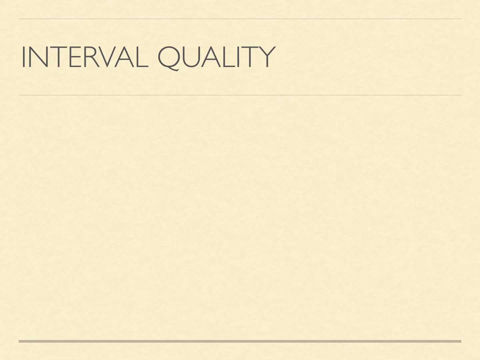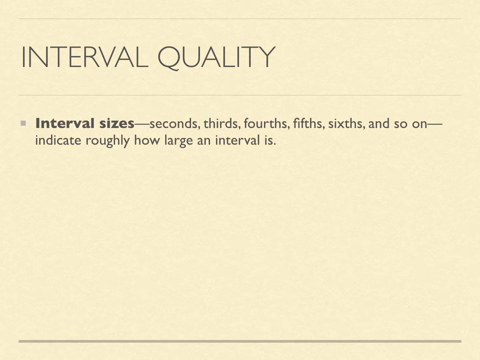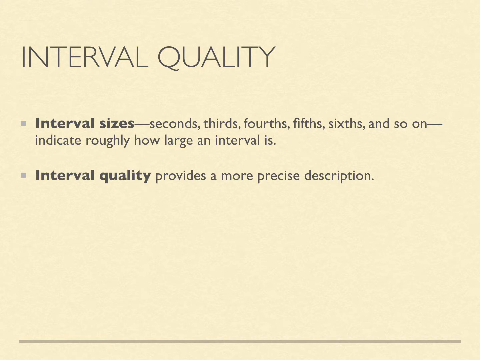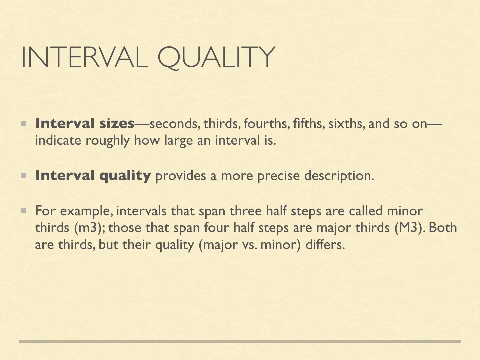So the size that we started with, a second or a fifth or whatever, gives us a rough idea of what an interval will sound like or how large it is. The quality gets more precise because we're talking about an exact number of half steps. So you could have a major third or a minor third. They're both thirds, but they sound very different. A minor third has 3 half steps and a major third has 4.